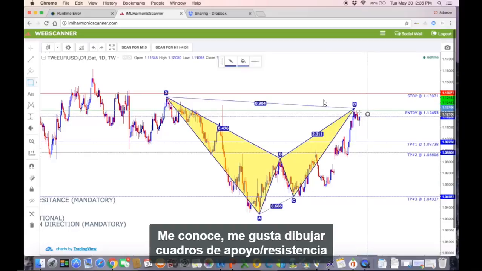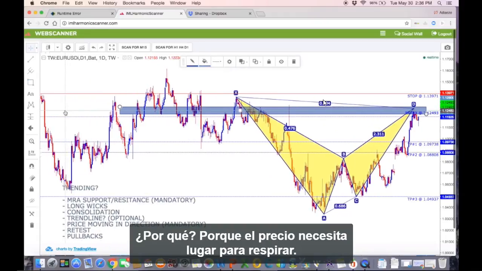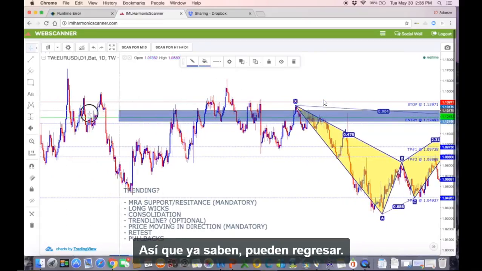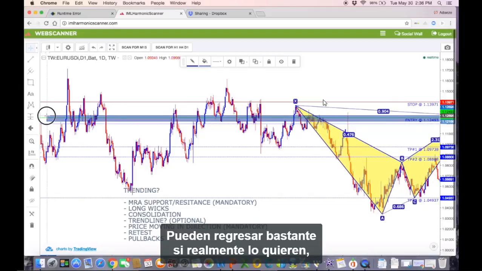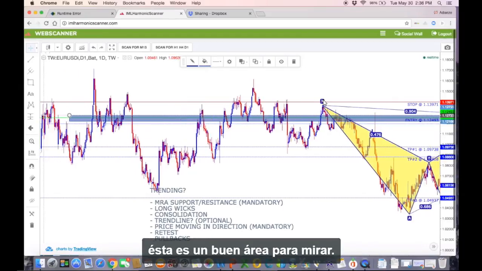So let's look. You know me, I like to draw my support resistance boxes and not so much my support resistance lines. Why? Because price needs room to breathe. It's a large area. So you can go back pretty far if you really want to. You can see that this is a pretty good area to be looking at.